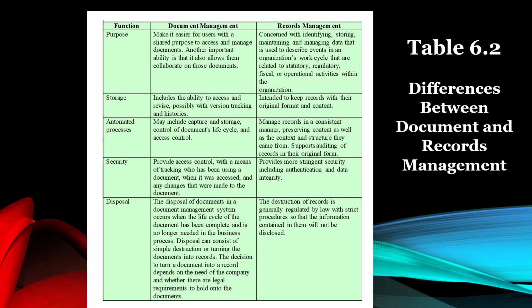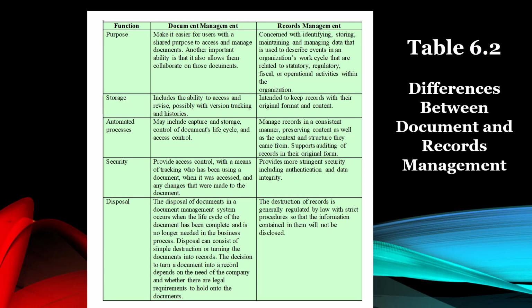Here are some of the differences between documents and records. So, purpose: for the document, make it easier for users with a shared purpose to access and manage documents. Within the records, it's concerned with identifying, storing, maintaining, and managing data that is used to describe an event. Storage for documents includes the ability to access, revise, and deal with tracking the historical components of documents, whereas with records, that is intended to keep records within the original format and content.